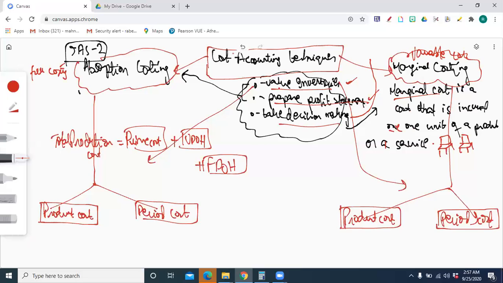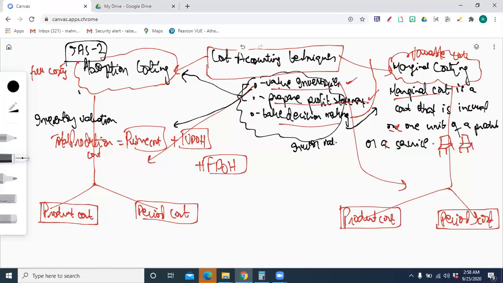It values inventory on the basis of the variable cost. Marginal costing values inventory on the basis of variable cost. Talking about inventory valuation, starting from material up till finished goods, absorption costing values inventory on the basis of all the costs incurred in the production function, whether direct or indirect, whether variable or fixed. But marginal costing values inventory on the basis of the marginal cost, and marginal cost is variable cost.